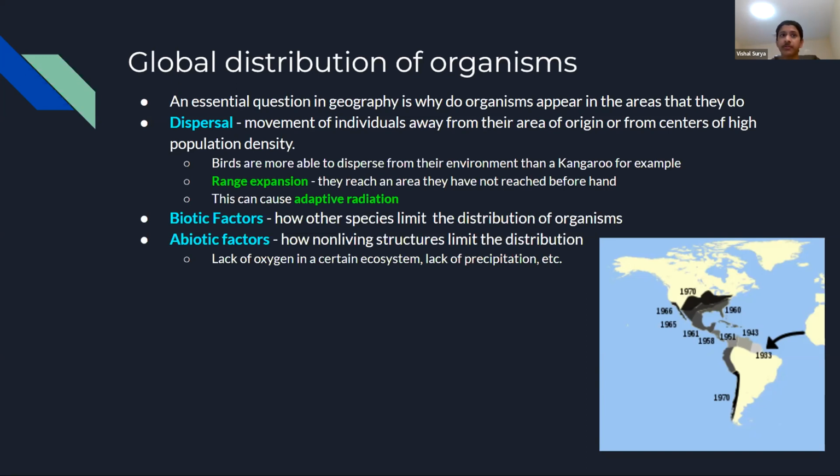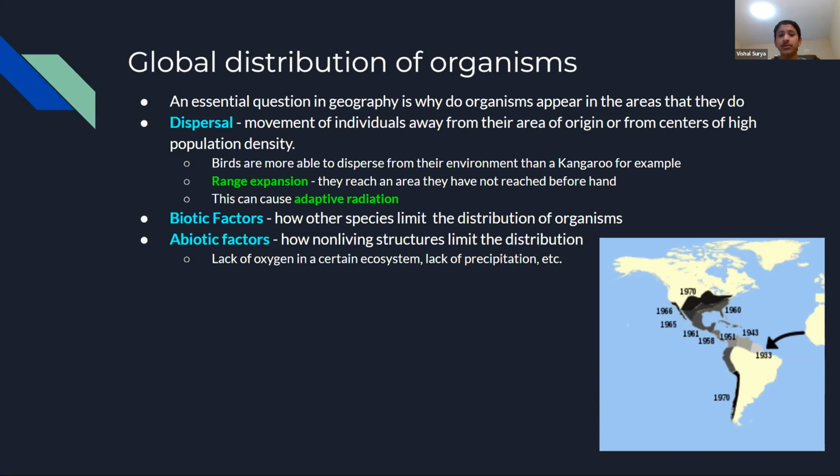Firstly, it has to do with dispersal. Dispersal highlights the movement of individuals away from their area of origin or from centers of high population density. We talked about this earlier, how different organisms can disperse from where they already were due to climate change to find cooler climates. But there are other ways that this can happen, in random processes.